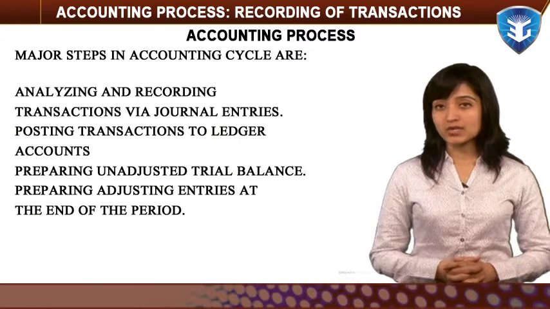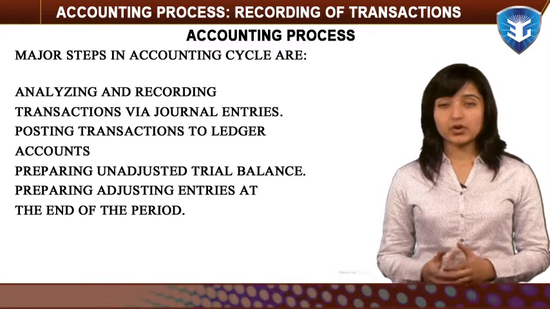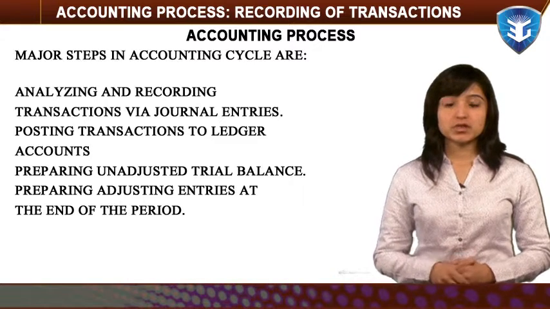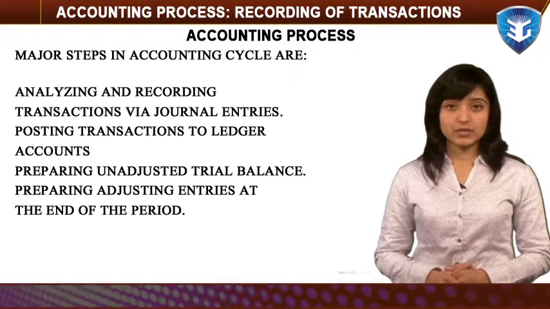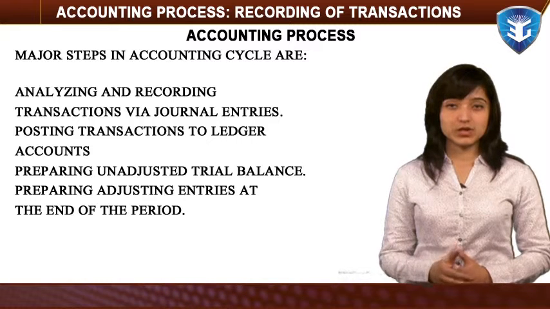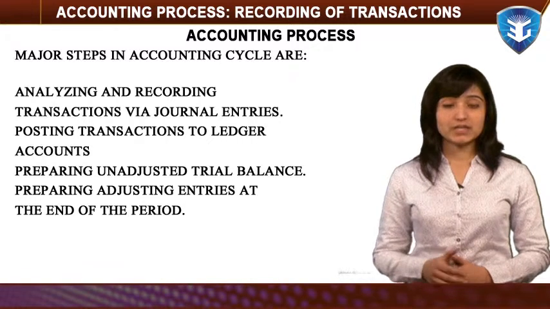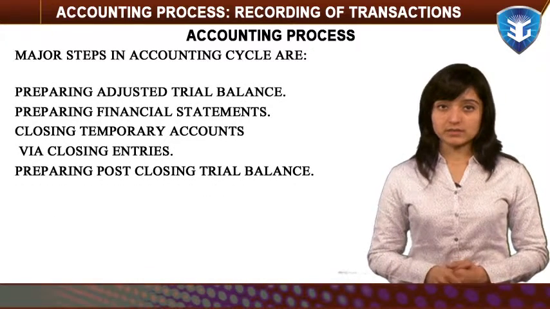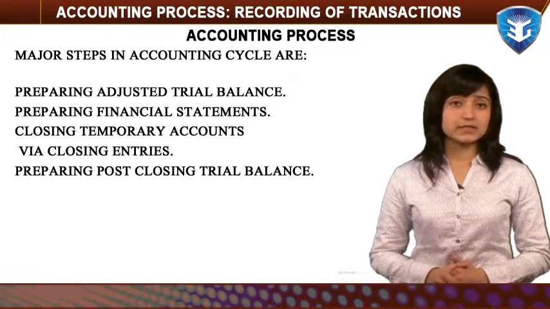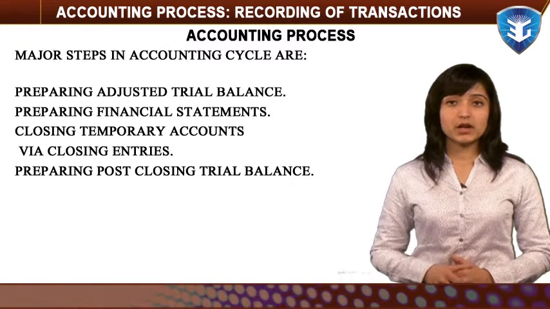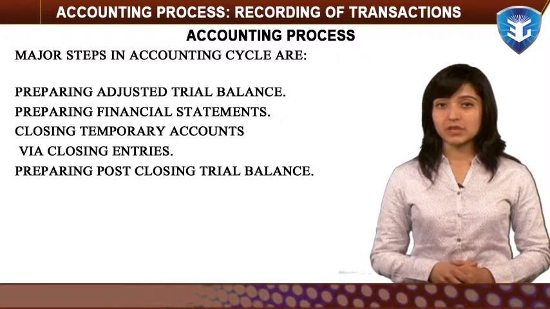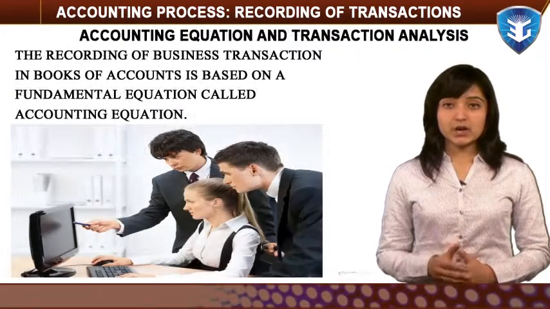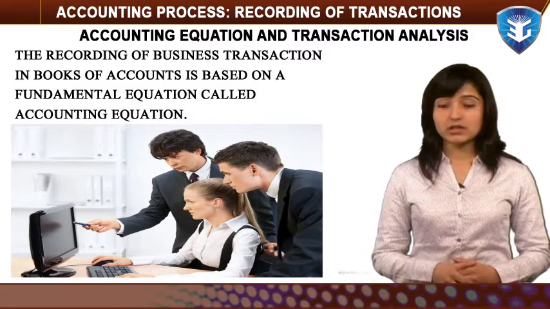Major steps in accounting cycle are analyzing and recording transactions via journal entries, posting transactions to ledger accounts, preparing unadjusted trial balance, preparing adjusting entries at the end of the period, preparing adjusted trial balance, preparing financial statements, closing temporary accounts via closing entries, preparing post-closing trial balance.